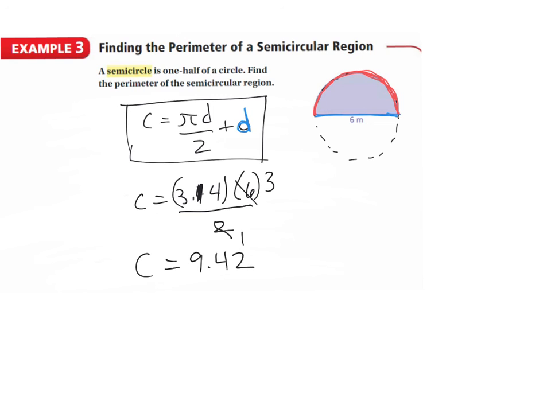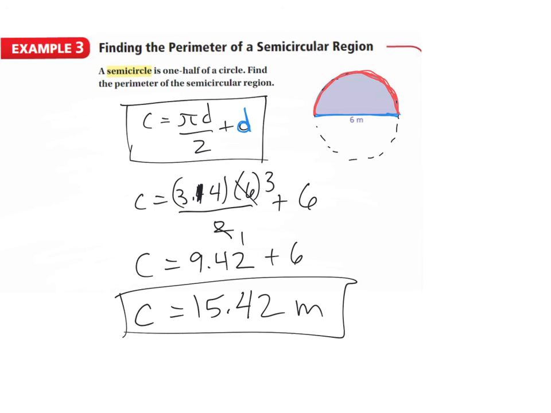9.42. Do not forget, in fact, I should have just gone ahead and put plus D. Or better yet, we knew what D was, so we could just put plus 6, okay? So 9.42 plus 6, and that equals 15.42 meters. All right, that's it.